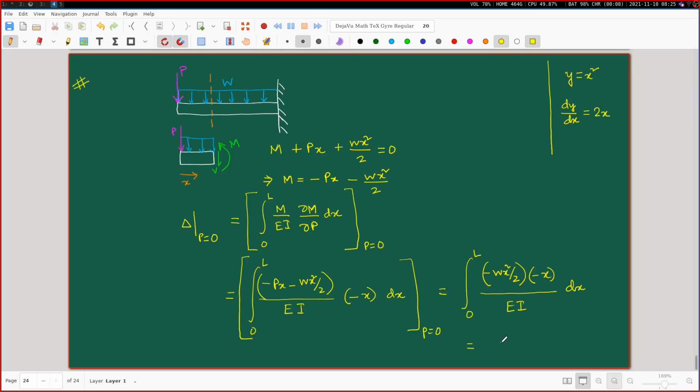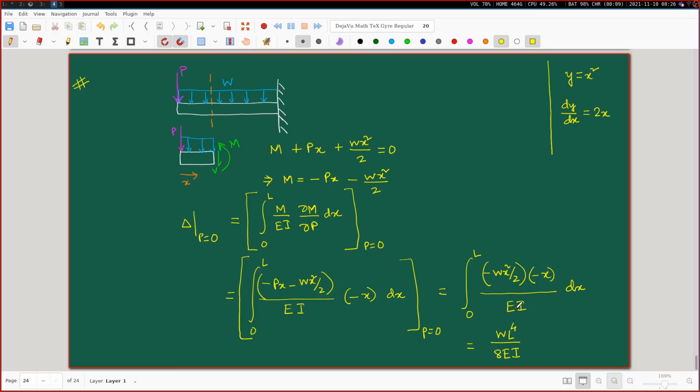What is the answer? Tell me. Wl to the power 4 upon 8 EI. Good. Wl to the power 4 by 8 EI. Please note that each time we are doing these integrations, we are considering this EI, Young's modulus times the second moment of area, to be a constant quantity.